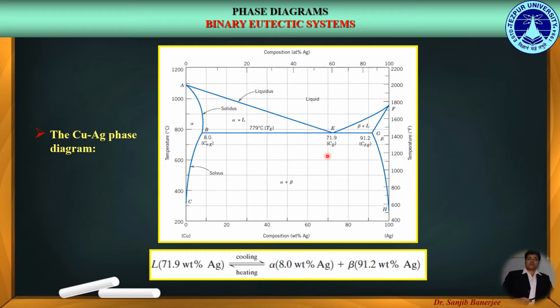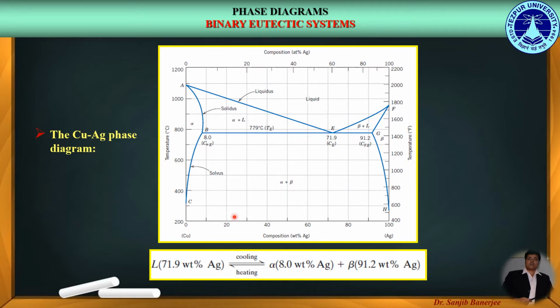Now let us come to the eutectic reaction. Here we can see that if we consider an overall alloy composition having the eutectic composition of 71.9% of silver, and if we cool down this alloy from the liquid phase, once it crosses the eutectic point at the eutectic temperature of 779 degrees centigrade, the entire liquid gets converted into two solid phases, that is alpha and beta, as per this equilibrium phase diagram.